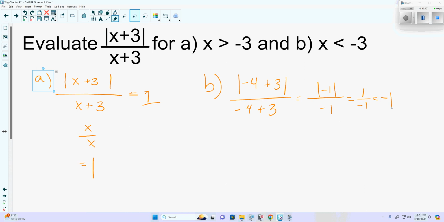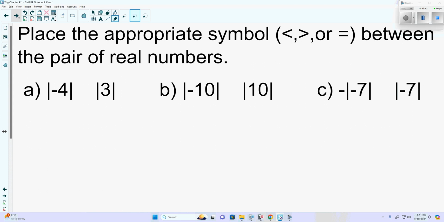That's it, because we know that x plus 3, since x is going to be less than negative 3, the bottom is going to become negative, and what's inside the absolute value would also be negative. But since we're taking the absolute value of something that is negative, it's going to become positive, and then we'd have positive divided by negative, giving us a negative 1. Questions on this here? And there are other things that we can get more complicated than that, but we're not going to focus too much on those.